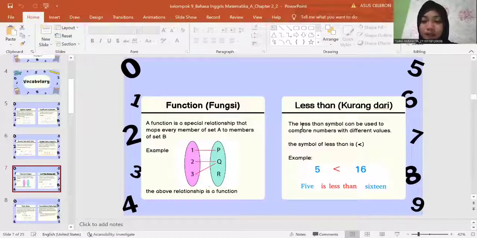Next, less than. The less than symbol can be used to compare numbers with different values. This is the symbol for less than. Example, 5 is less than 16. It means 5 is less than 16.